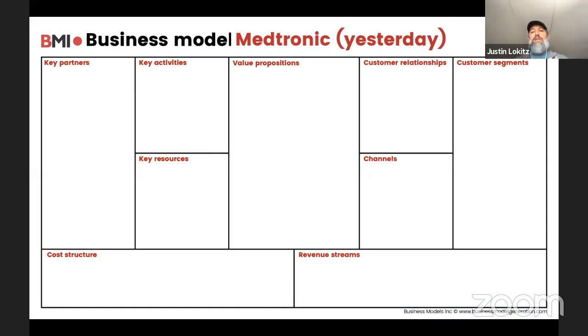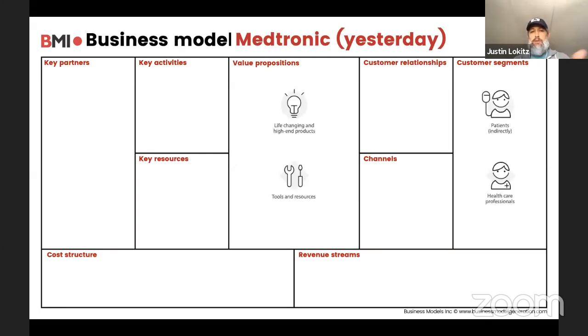When Medtronic first came around, it had basically a business model that was about selling medical equipment, right? And what that meant was that it had high-end products and tools and resources, right? Those were its value propositions. Its customer segments were really healthcare professionals, and then, of course, indirectly the patients who need some procedure or something like that. It would connect these value propositions directly through salespeople to the healthcare professionals.